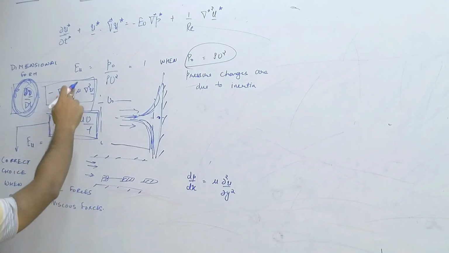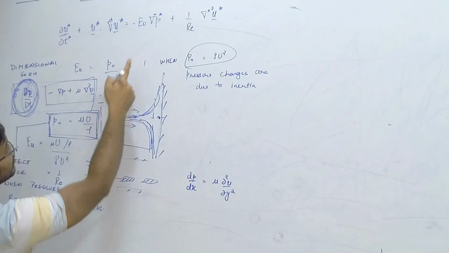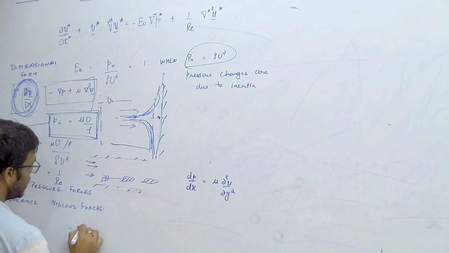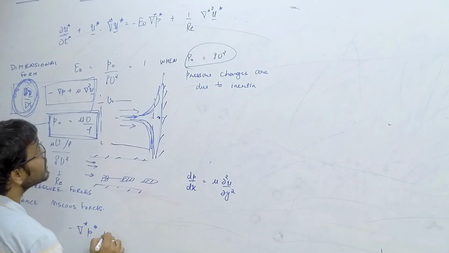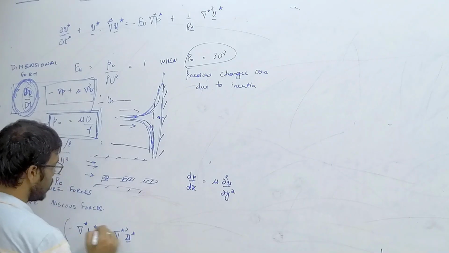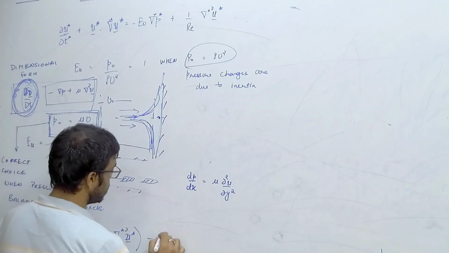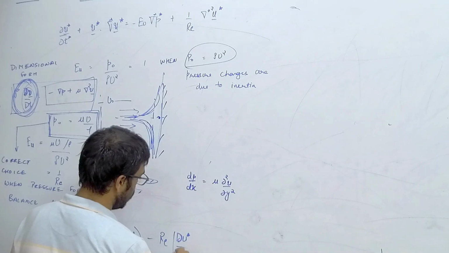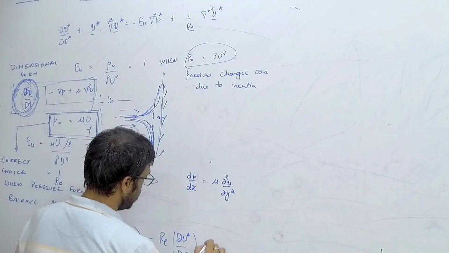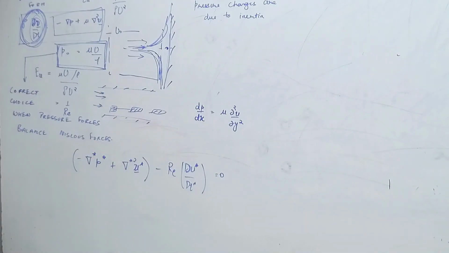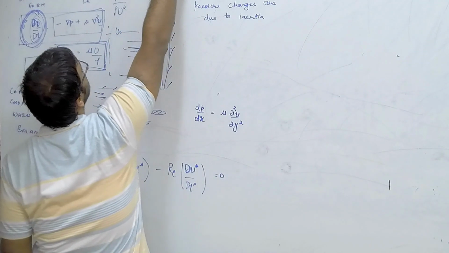And in that case, we see that the dimensionless equation becomes minus del star p star plus del star square u star minus Re du star over dt star equals 0. Of course, the continuity equation is always there.